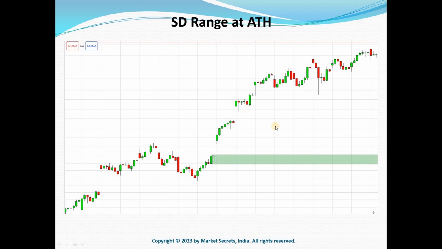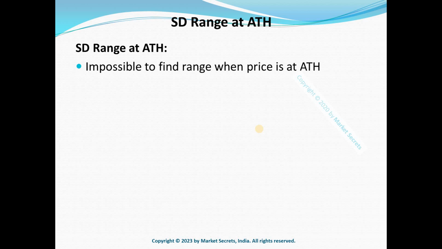Just consider this particular graph. There is no supply zone above. The price is making new highs and continuing to move up. In this case, you have a demand zone below, but you don't have a supply zone at the top. There is no way you can calculate the SD range, so you have to go with an assumption here. It's impossible to calculate the top of the SD range when price is making all-time highs, or the bottom of the SD range when the price is making all-time lows. The same is true for all-time lows as well.